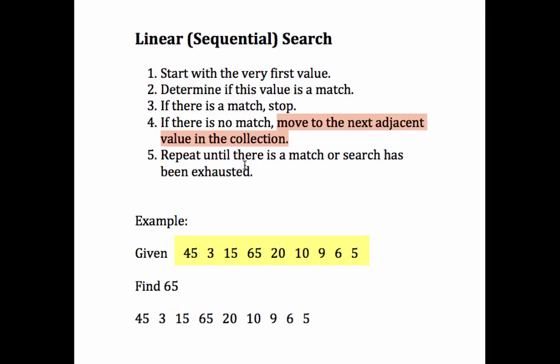So let me give you an example. So here is the collection of numbers. It could be a collection of any objects. Notice that the collection is in random order. This is not in any particular order. In other words, it is not sorted. So the task is to determine whether or not 65 is in that collection.